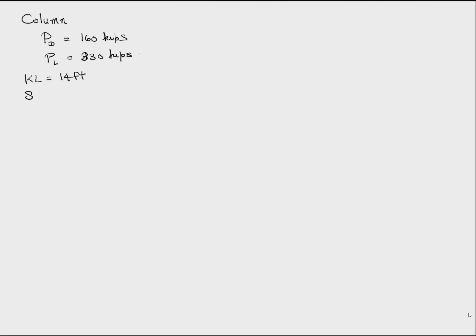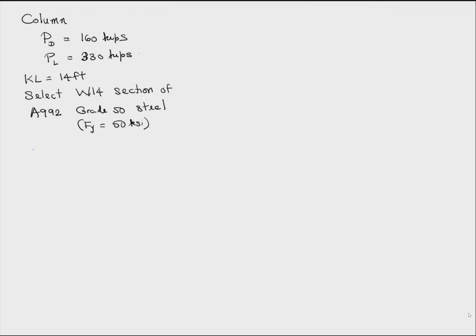And we want to select a W14 section of A992 grade 50 steel. What this means is that the compressive yield strength is 50 ksi. So before we can go look it up in the tables, we need to do the ASCE 7 load combinations.